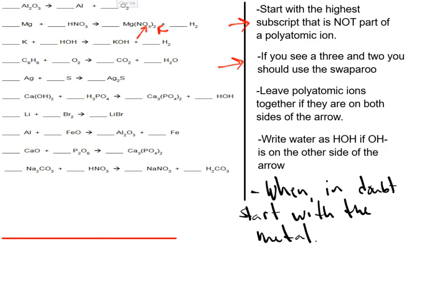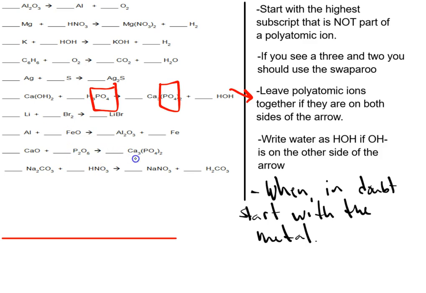Okay, rule 3, and they're not rules, I keep saying it, but they're just tips to save you time. It says leave polyatomic ions together if they are on both sides of the arrow. What that means is if you see like PO4 on one side and PO4 on the other, then don't balance P and don't balance O separately. That's a waste of time. Balance the PO4 together. How's that idea? You all right with that?